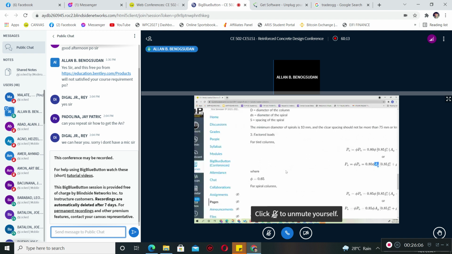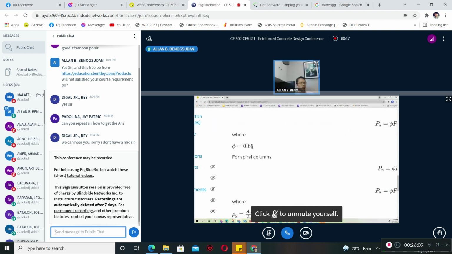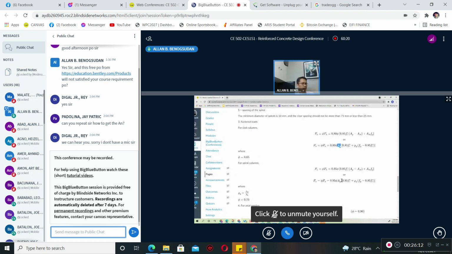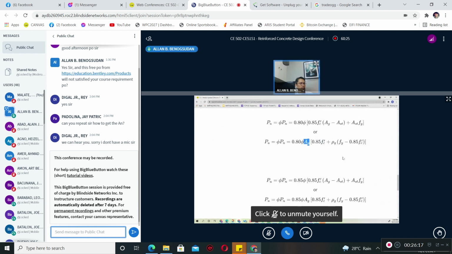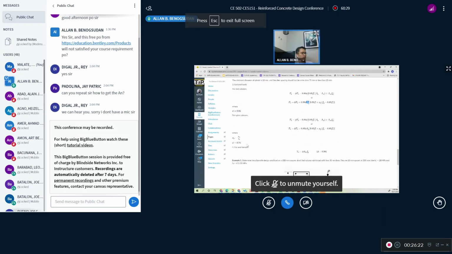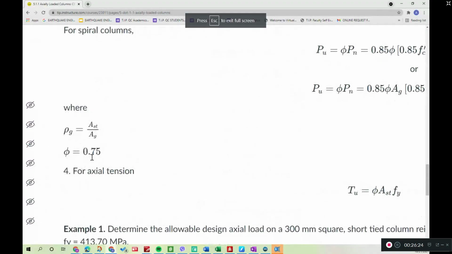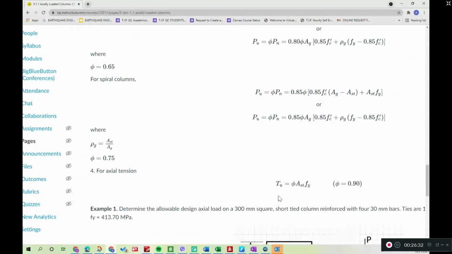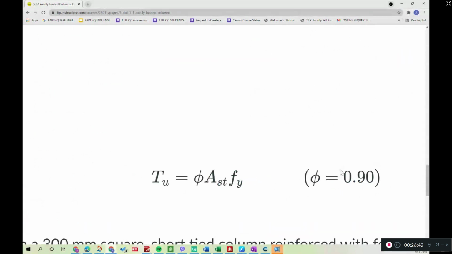Here phi is equal to 0.65. Now for spiral, again, you can see they are just the same. But what about the phi? The phi is 0.75, and don't forget this. Now for axial tension, you have your T sub u equal to phi multiplied by A sub s times f sub y, where phi is your 0.90.